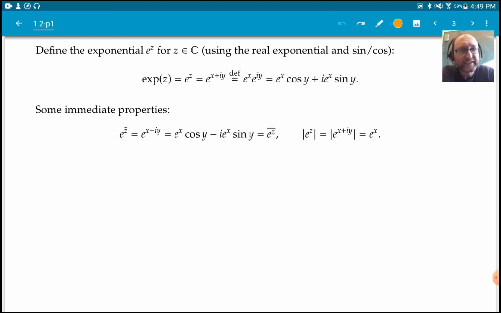Another thing that we can immediately get from this definition is that we can compute the modulus, because we have the real part and we have the imaginary part of this. So just take this guy squared plus this guy squared, square root, and you find out that cosine squared plus sine squared is 1, and you just get e to the x. So what you get is e to the real part is the modulus.